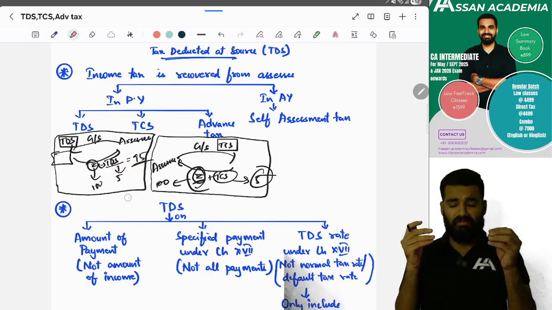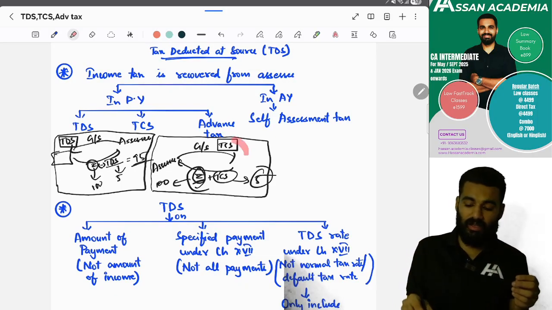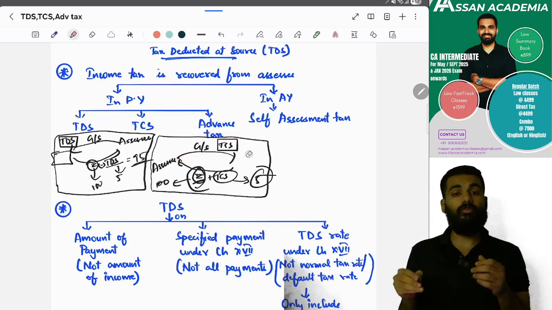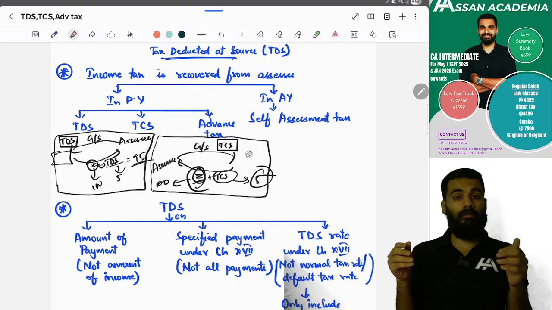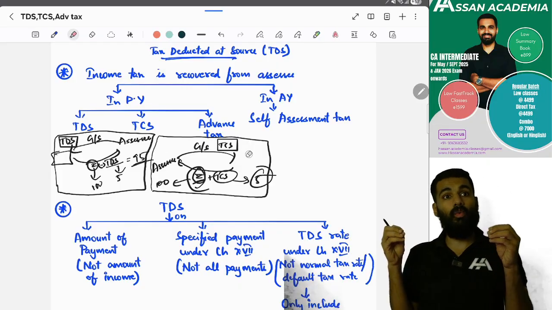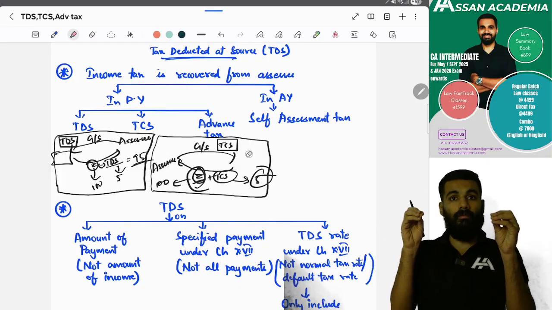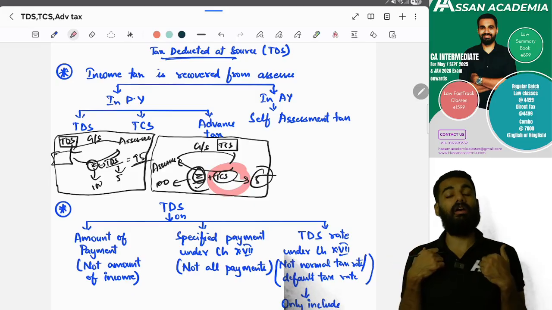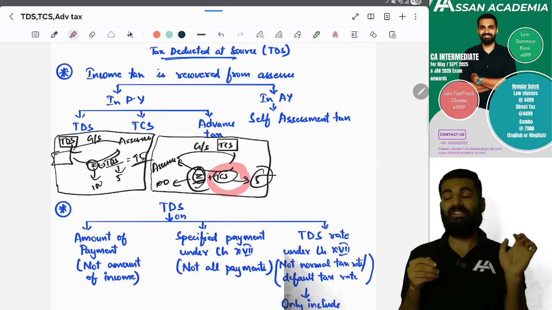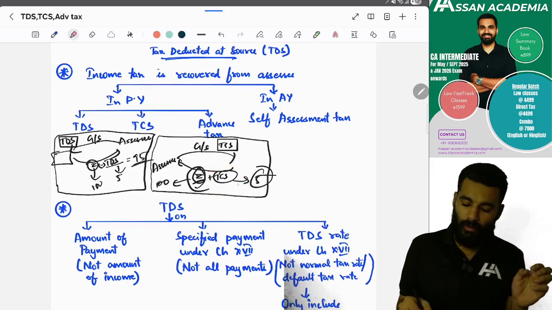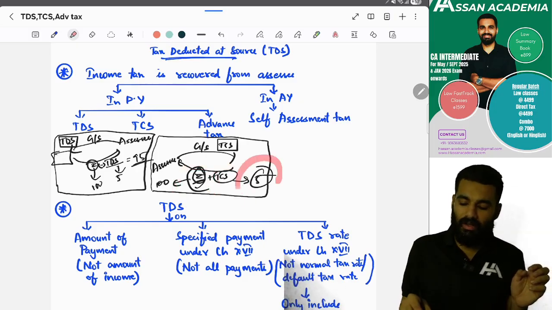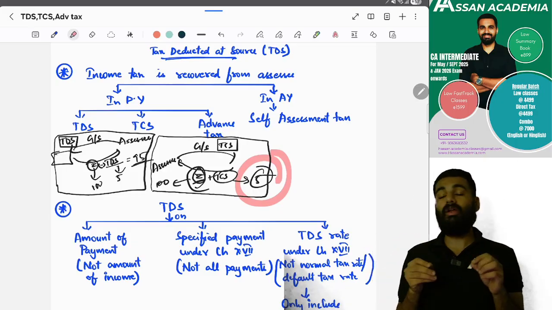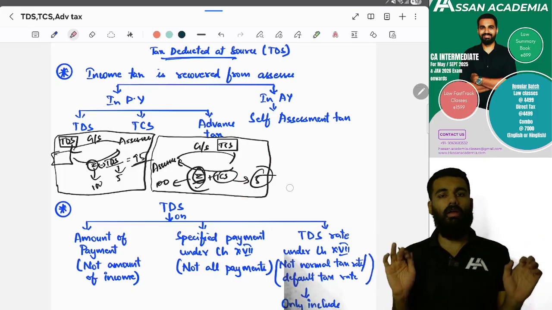And what is TCS? The seller is giving goods or services, and because of the seller giving the goods, the seller, along with the money received, will also collect the tax. That collection is called TCS. So if the product is 100 rupees and the TCS is 5 rupees, the seller will collect 105 rupees.